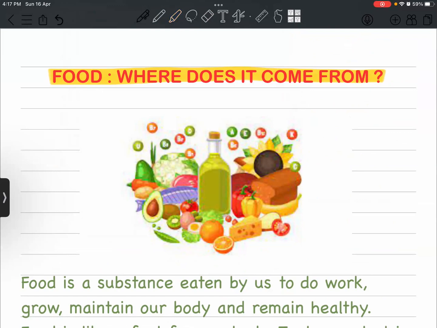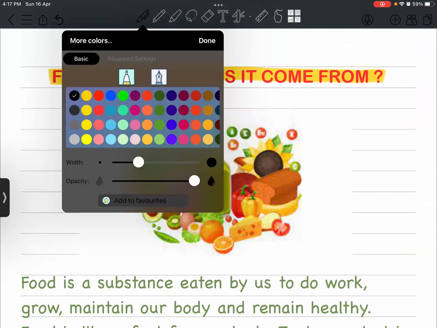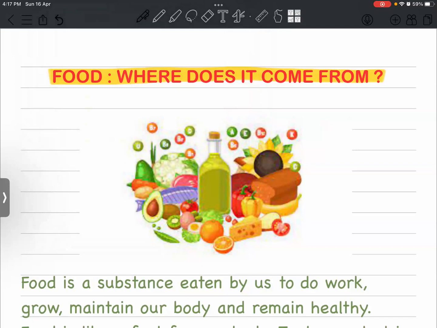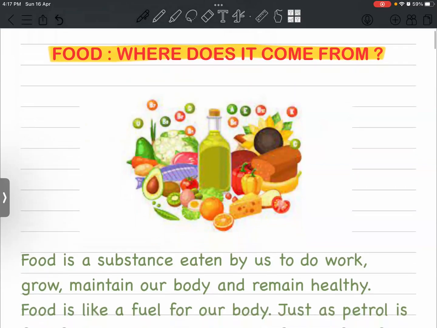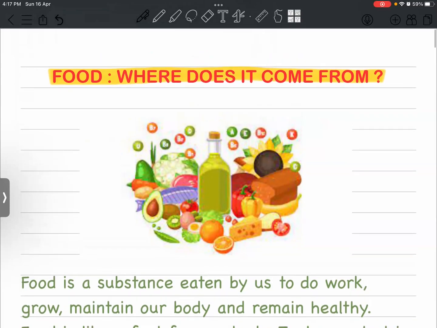Okay then, your teacher hasn't started the chapter. When did your new session of class 6 start? Recently, 2 weeks I think. Okay, no issue. This is the first chapter, and we will begin with this.